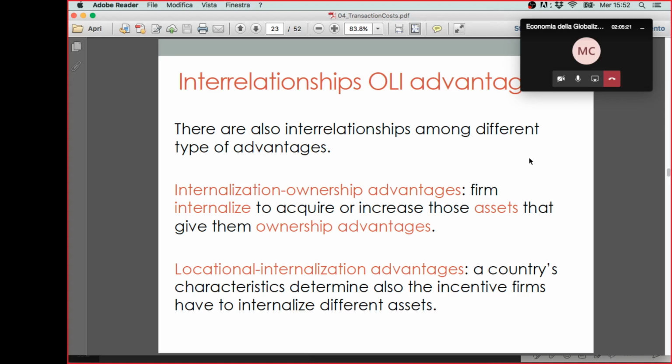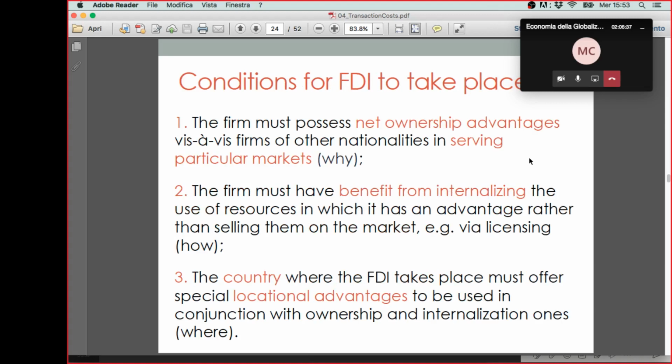Okay, so why does a firm decide to undertake foreign direct investment? Because the firm has an ownership advantage that comes from acquiring control of one particular asset. The firm decides to acquire the Chinese company because having control of this company increases its ownership advantages. So this is why you decide to do this.